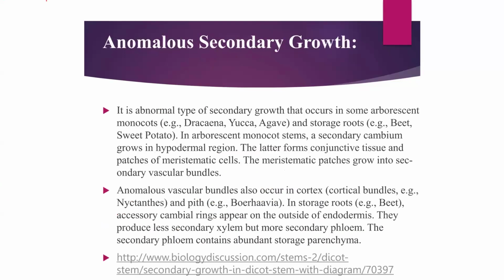So next one is another case, that is the abnormal secondary growth. So it is an abnormal type of secondary growth that occurs in some arborescent monocots. So generally in monocots, cambium is absent, but here anomalous secondary growth will take place. Some exceptional cases are like Dracaena, Yucca, and Agave. And storage roots also, that is, in the beetroot and sweet potato.